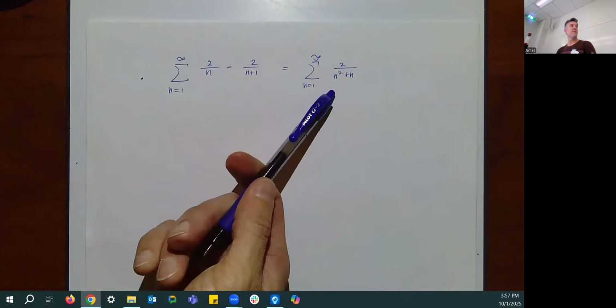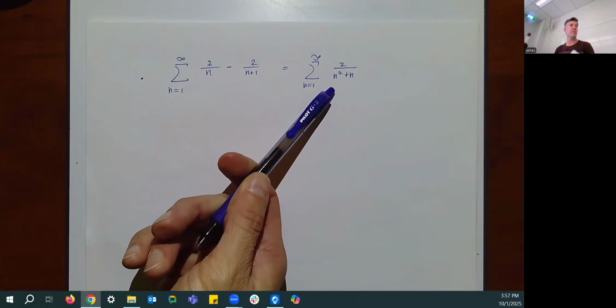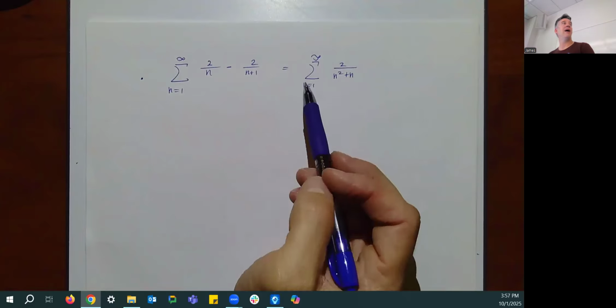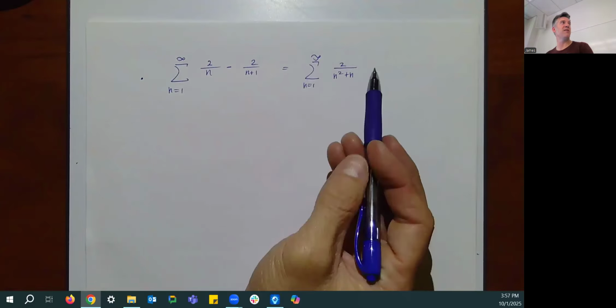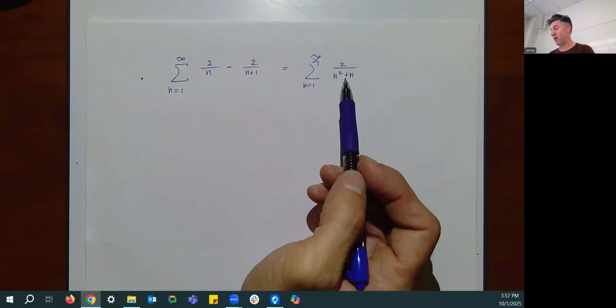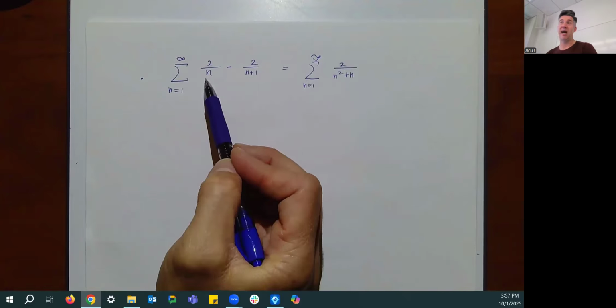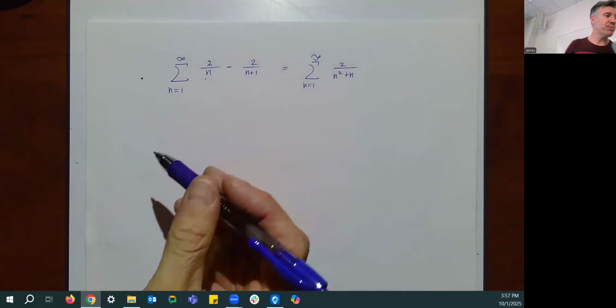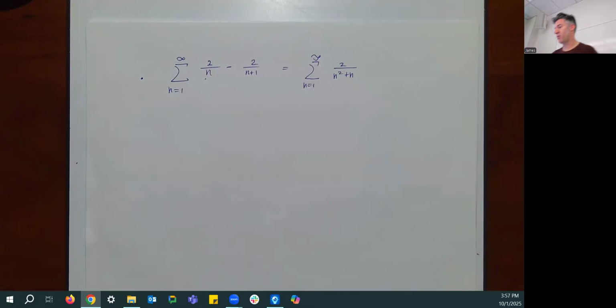Written like this, it's kind of hard to see what's going to happen. In fact, if you have something like this, maybe bad news if you didn't like partial fractions, you can do a partial fraction decomposition to write this like that. Yeah, partial fractions are still a thing that we sometimes encounter. But if we start writing out terms here, look what happens.